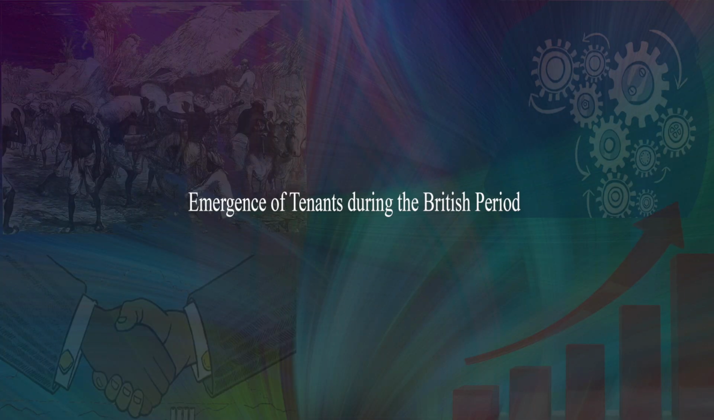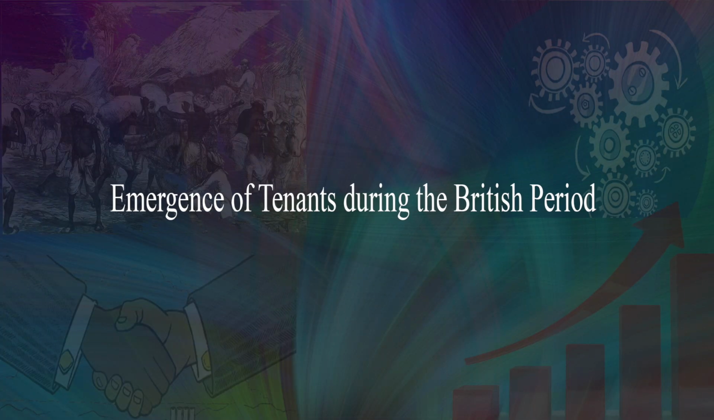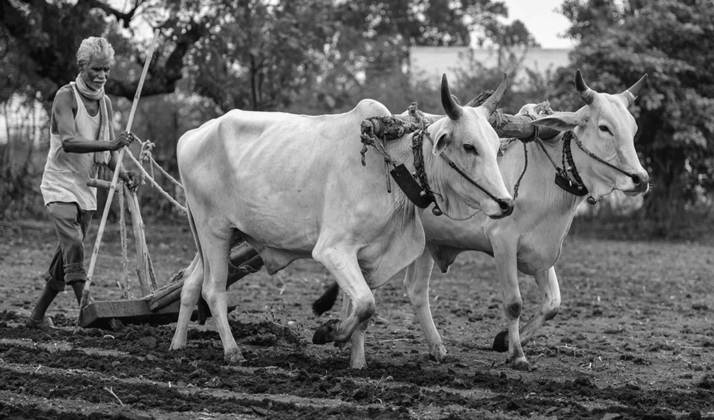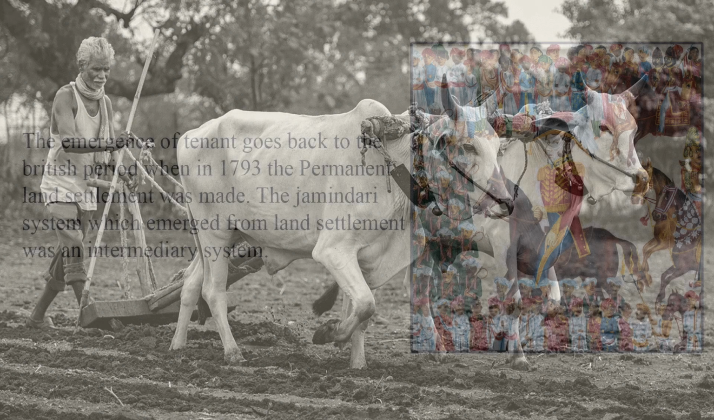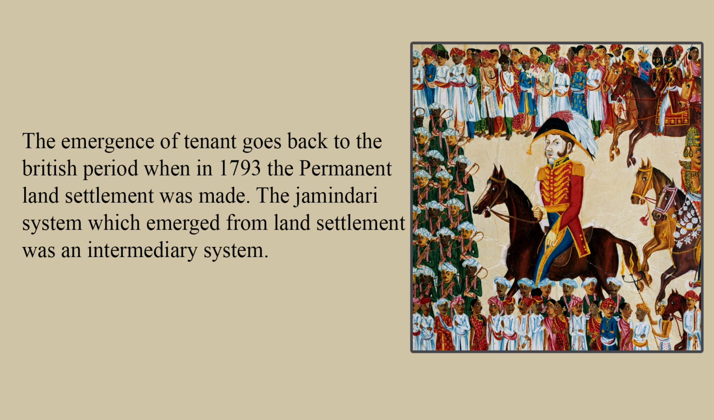Now let us discuss the emergence of tenants during the British period. A tenant is one who cultivates the land on certain conditions. Most of the agriculturists in our country are tenants. The emergence of tenants goes back to the British period, when in 1793 the permanent land settlement was made.